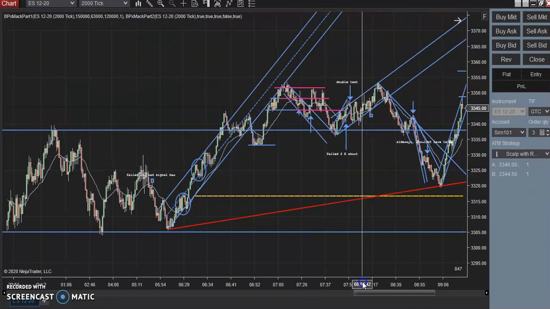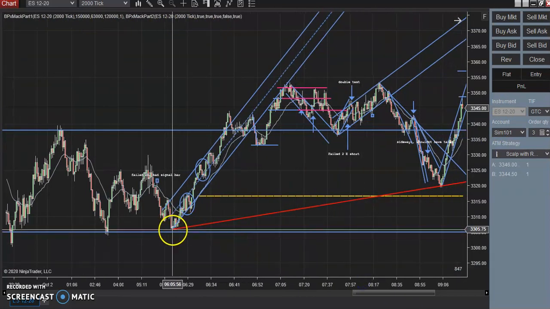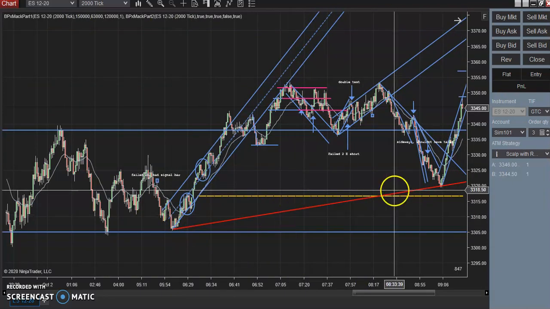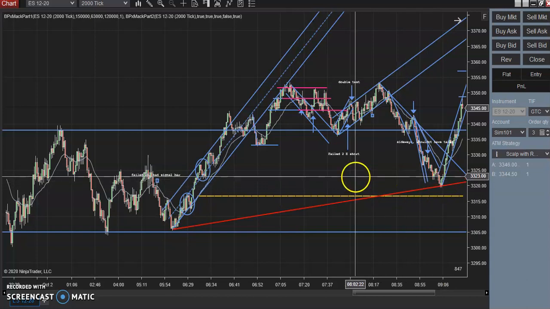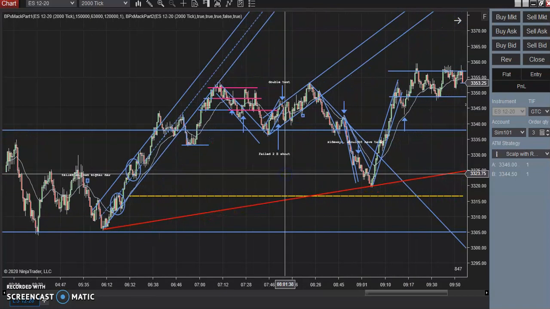I drew this off that first swing a little before the open at 6:05 a.m. my time. Then it touches here, so I hit that. So I don't think you would have seen that.